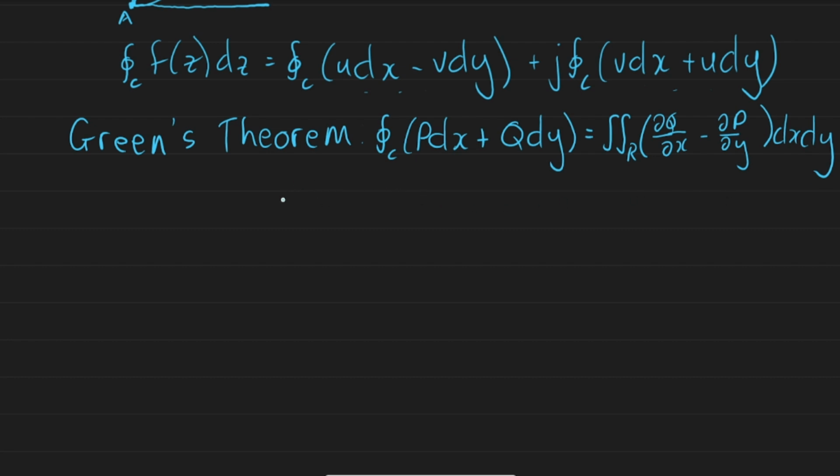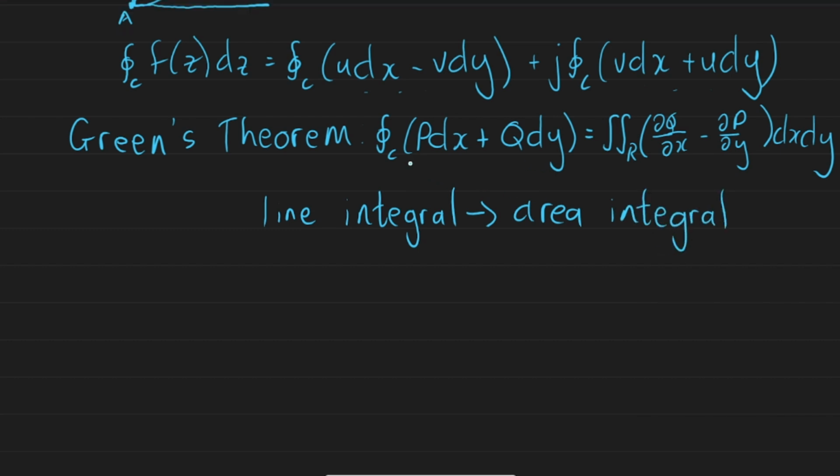So what Green's theorem allows us to do is take a line integral and convert it into an area integral. Why we use that is that sometimes it's easier to evaluate the line integral, and sometimes it's easier to evaluate the double integral, so this allows us to go between the two. So we can now apply Green's theorem to the real part of this integral and to the imaginary part of this integral. So let's do that.